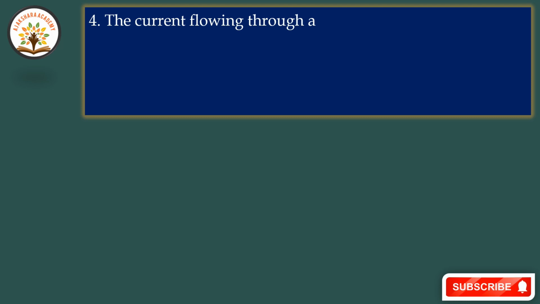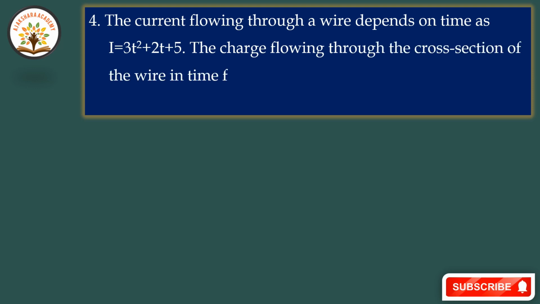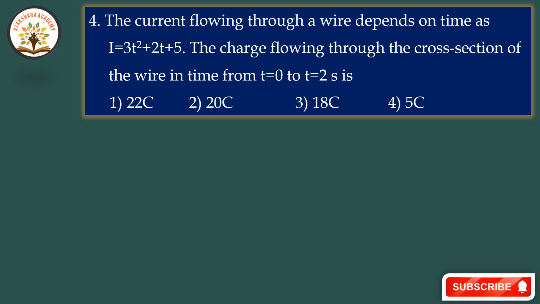The current flowing through a wire depends on time as I is equal to 3t square plus 2t plus 5. The charge flowing through the cross section of the wire in time from t is equal to 0 to t is equal to 2 seconds is. Now we have to calculate the charge flowing through this cross section of the wire in the time from t is equal to 0 to t is equal to 2 seconds. Now let us go to the solution.